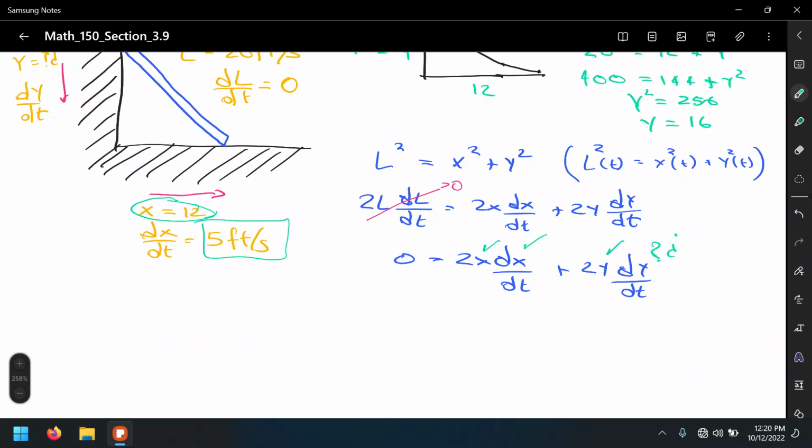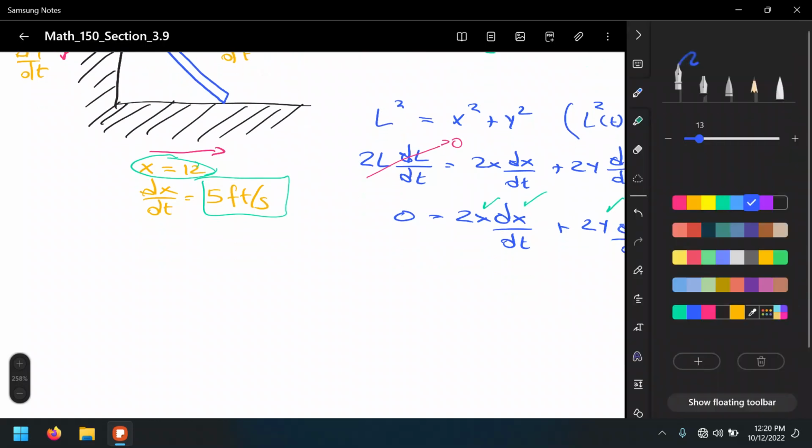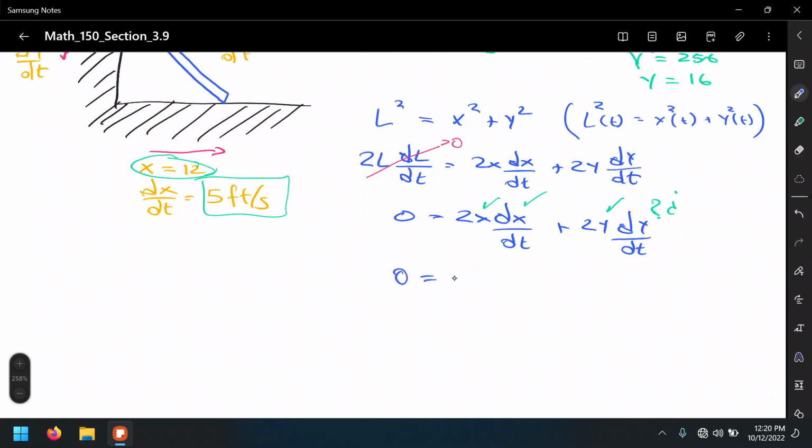So, isn't it the related rates equation? Because this equation is relating the rates that we are finding. So that's going to be number 1. 0 equals 2 times x, which is 12, times dx/dt, which is 5. I'm going to put the units in the end. Plus 2y, which is 16.